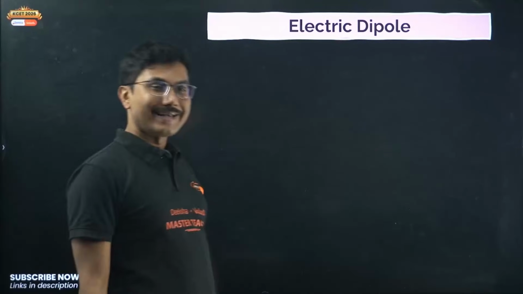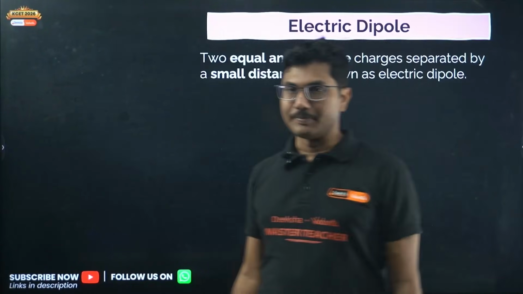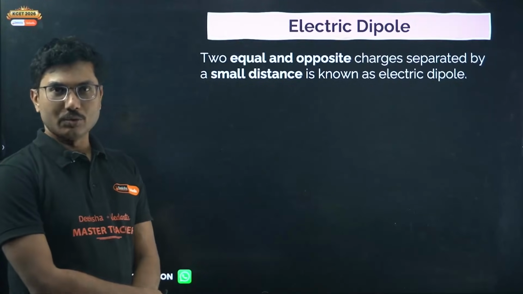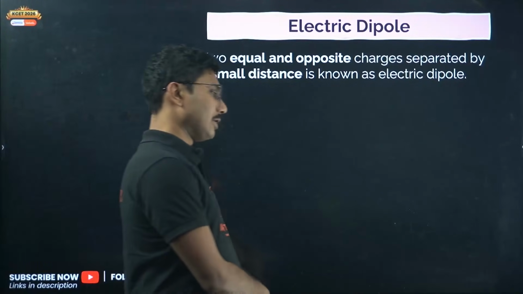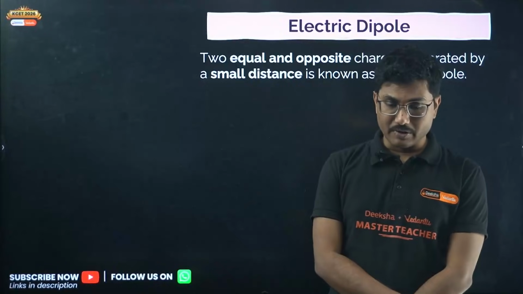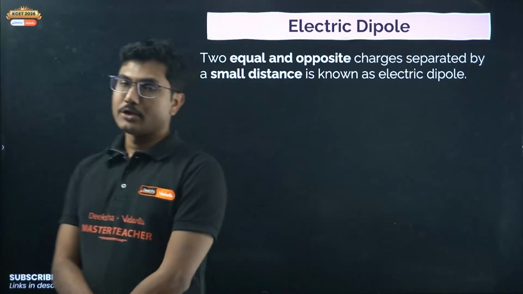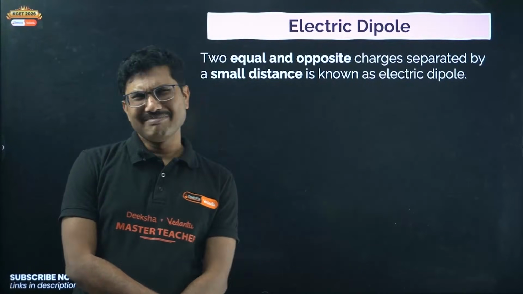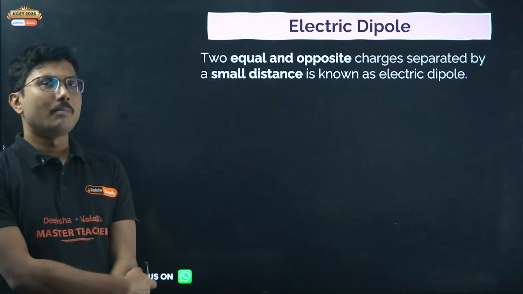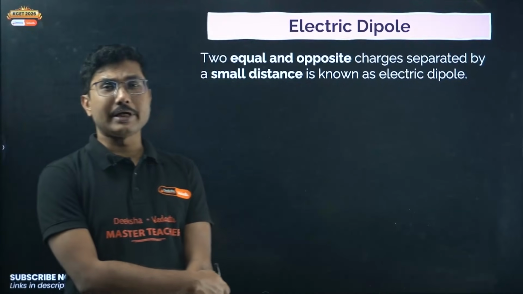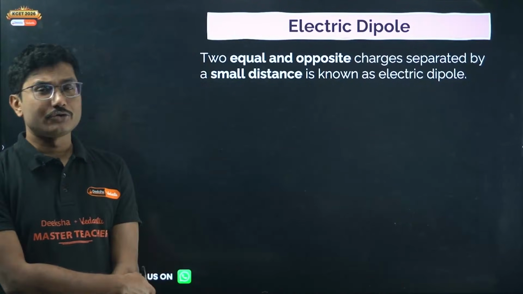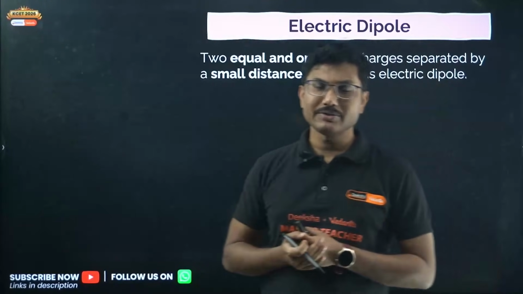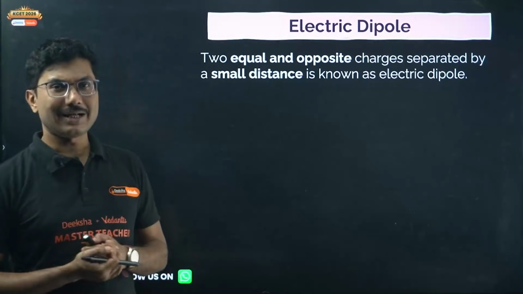Now electric dipole. What is electric dipole? Let's see. Two equal and opposite charges separated by a small distance is known as electric dipole. So two equal and opposite charges, very clear. What about small distance? Small distance means of the order of micrometer, nanometer. Okay, millimeter is not considered to be very small, but micrometer, 10 to the power of minus 6, nanometer, 10 to the power of minus 9 can be considered. So suppose one electron and one proton are separated by a very small distance, then that can be considered as electric dipole.